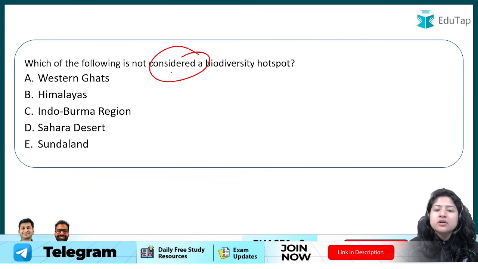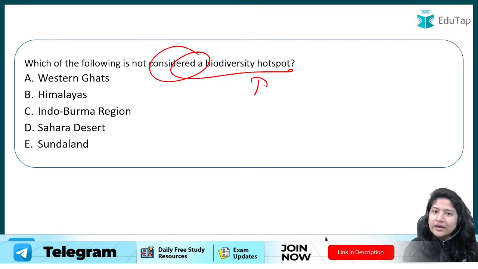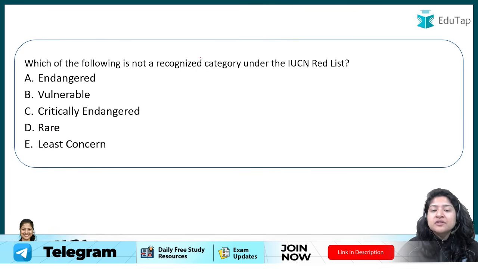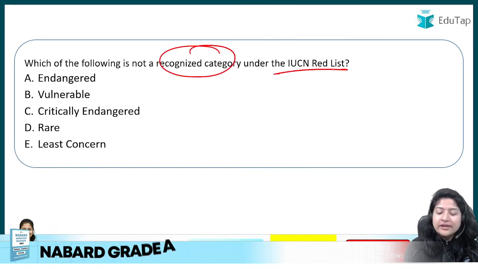Which of the following is not considered a biodiversity hotspot? Again related to your ecology part, ठीक है, Sahara Desert is the correct answer. Which of the following is not recognized category under IUCN Red list?